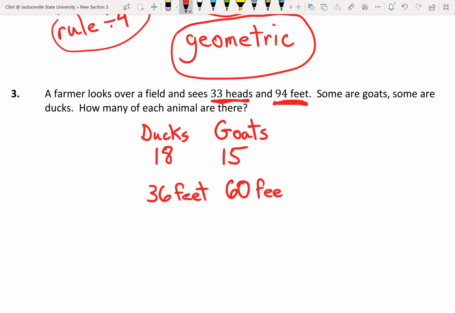So that's really close. All right. If I add those together, that's going to be 96 feet. So it looks like we just got to adjust by 1 here. So I'm going to go up to 19 ducks.